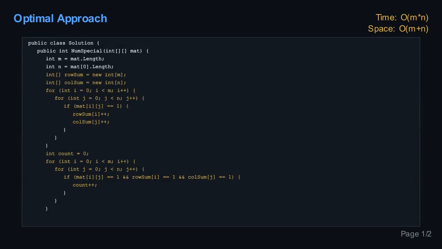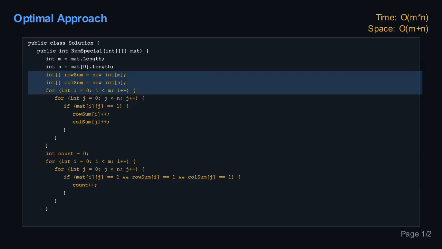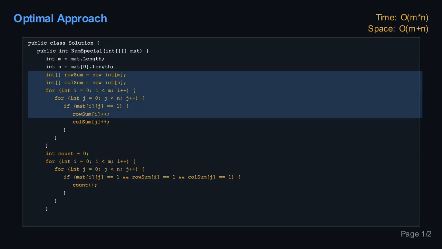The key insight to optimize this is to pre-compute the count of ones for each row and each column. Instead of rescanning every time, we can store this information once. We'll declare two arrays, one for row sums and one for column sums. In a first pass, we iterate through the matrix, and whenever we encounter a 1, we increment the corresponding row sum and the corresponding column sum.